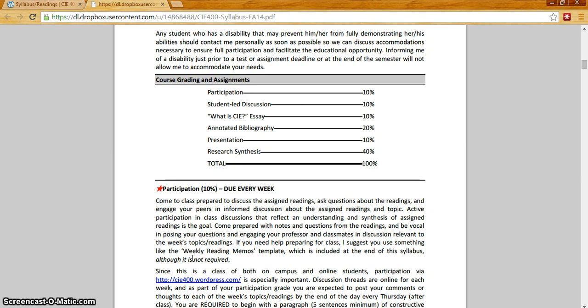We just moved through the first part of the syllabus where we talked about the objectives and goals for the class. We talked about some of the modes of instruction. We talked about academic integrity, and we talked about accommodations for any students that might need them.